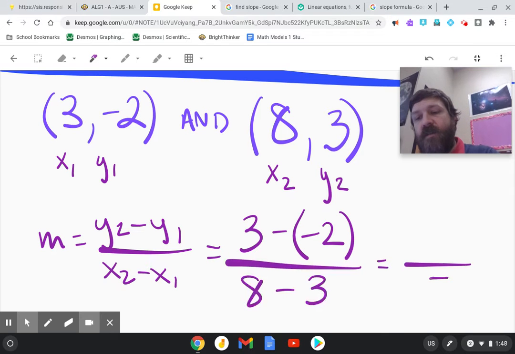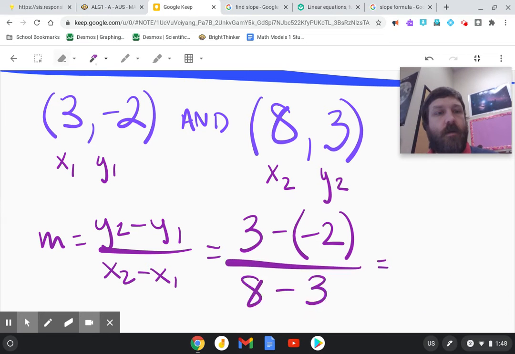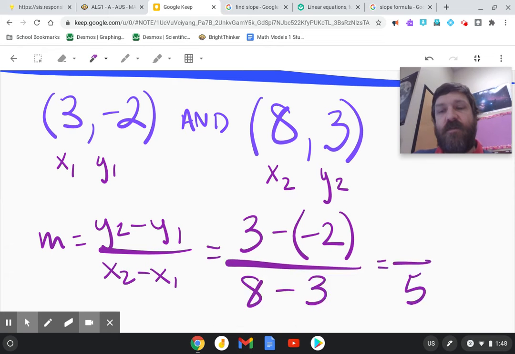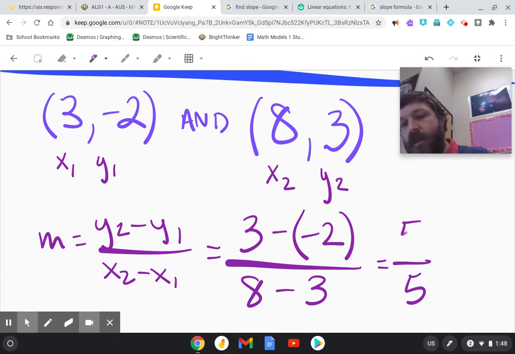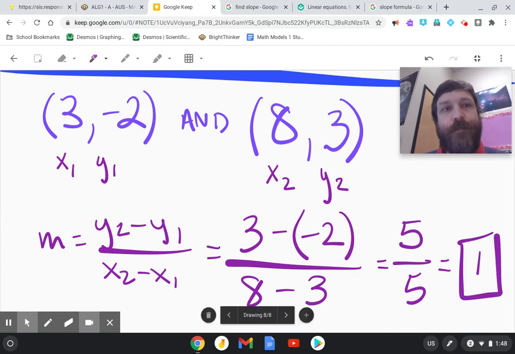The bottom works out pretty easily. That's going to be 5. Let me just erase it real quick, give myself a little more space here. That's going to be 5. 3 minus -2 is actually going to make 3 plus 2, so that's also going to make 5. And then that fraction reduces to a 1, and that's the answer there.